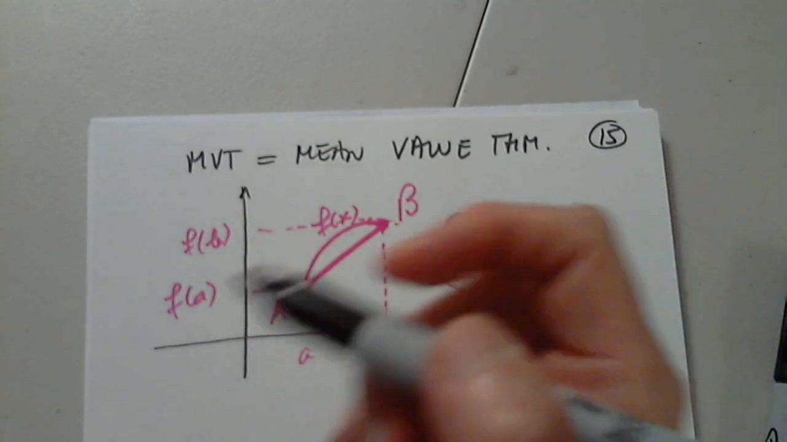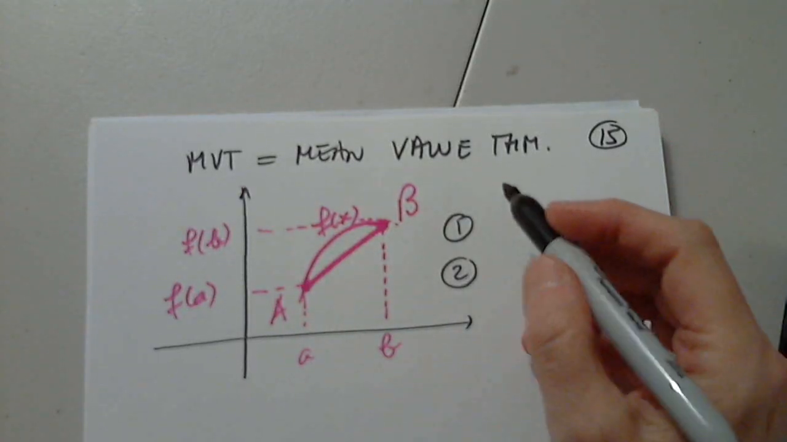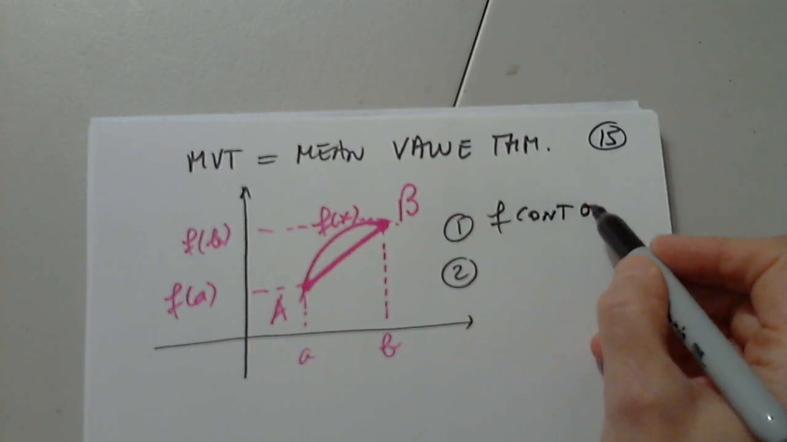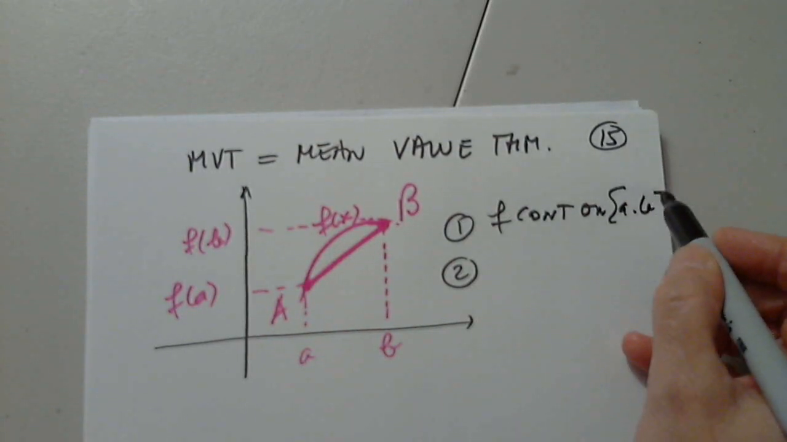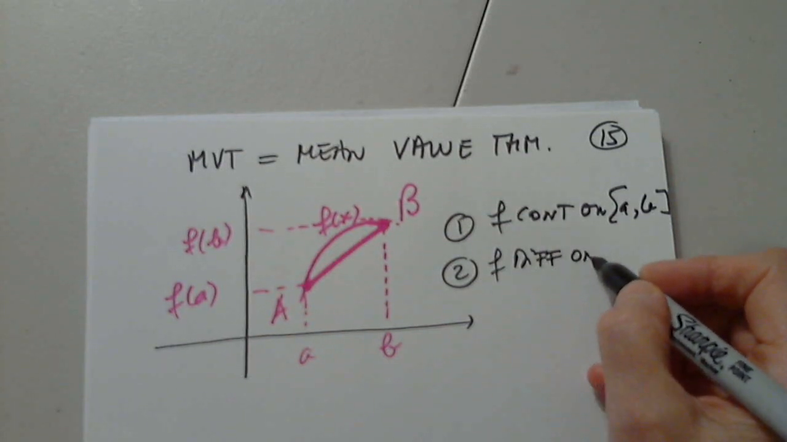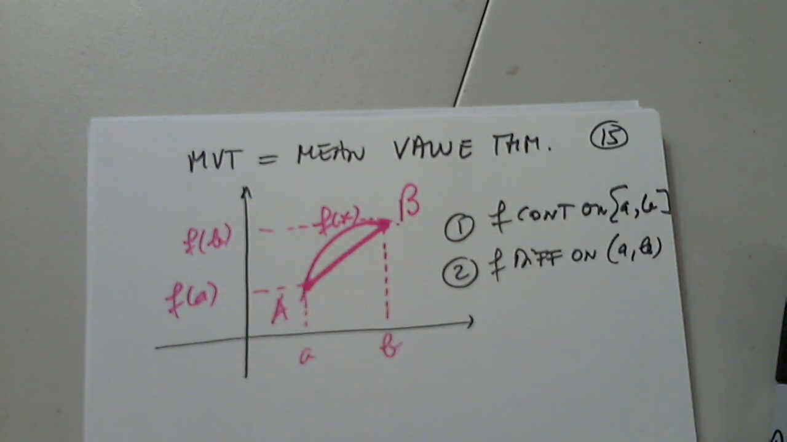So the first 2 hypotheses are exactly the same, and there is no third one. That's the difference. So f continuous on [a, b], f differentiable on the open interval, and there is no third one. The same as Rolle's theorem.